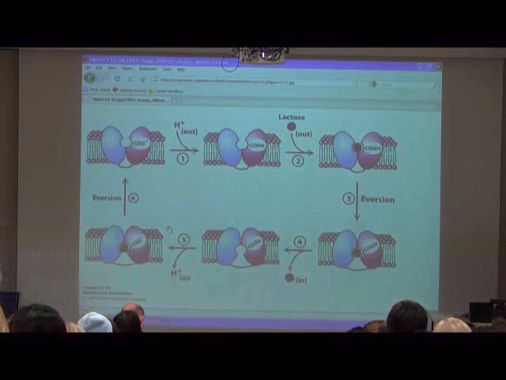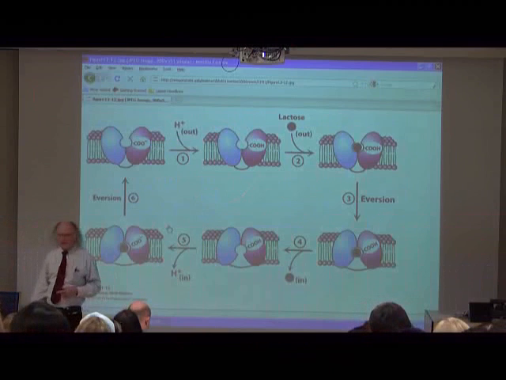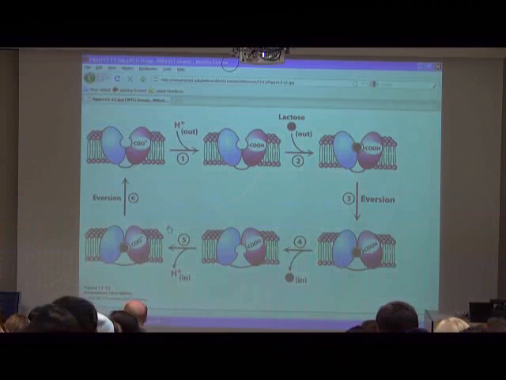Now, we'll see in the lectures on electron transport and oxidative phosphorylation that movement of protons across a membrane like that is a great energy source for cells. Yes, sir? So, after step 5, the lactose is supposed to get back in there? No, it is not.